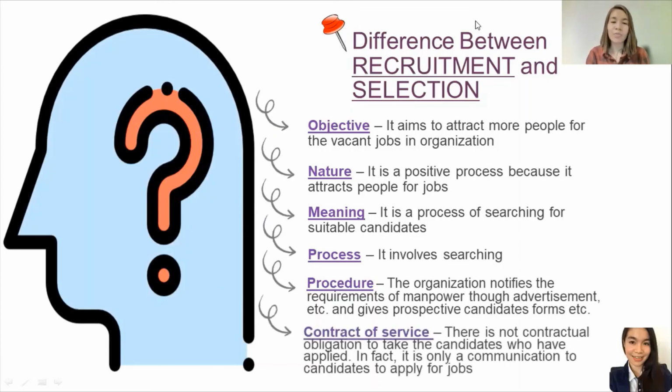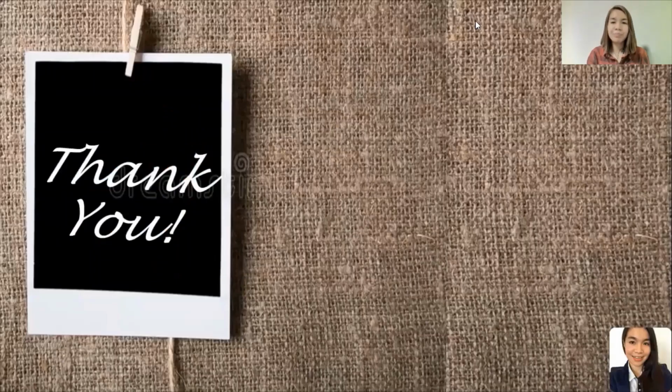And last one is the contract of service. There is no contractual obligation to take the candidates who have applied. In fact, it is only a communication to candidates to apply for jobs.